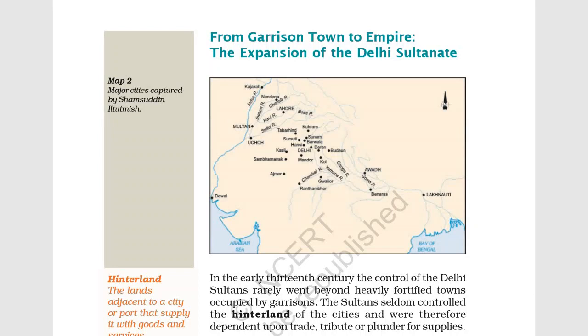They did not control the nearby lands which could supply them with goods and services. Rather, they were dependent upon trade and loot for the supply of goods. There were garrison towns in distant Bengal and Sindh, but it was very difficult from Delhi to control these garrison towns. It was indeed a very difficult task for the Delhi Sultans to control distant Bengal and Sindh due to communication routes. Because of these communication routes, they were always disturbed due to rebellion or bad weather.